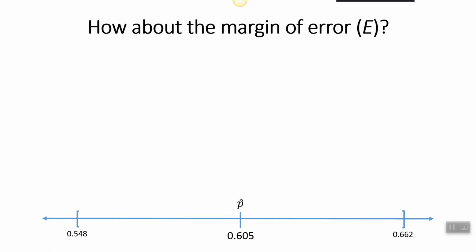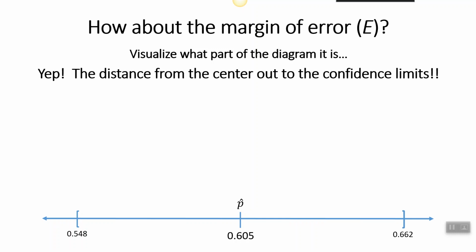Now, how about that margin of error? So again, you've probably computed a few of these, some by hand, some with StatCrunch at this point. And we want to, again, visualize what part of this diagram is the margin of error. What does it represent? Well, if you were thinking, I gave you a little time to think, it's the distance from the center of the interval out to the confidence limits, you would be correct. Here they are. And I say they, plural, because our margin of error means that we move to the right and to the left of our point estimate.